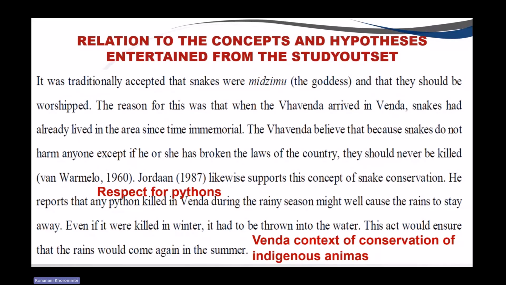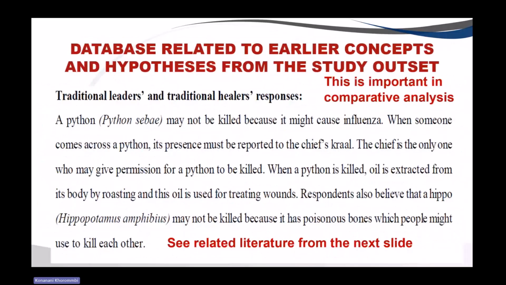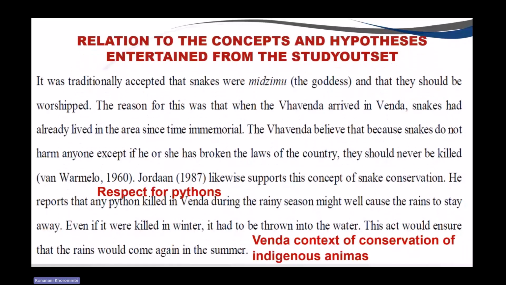Then I had read under the literature review, or I had written, what I'm going to read now. Look, it was traditionally acceptable that snakes were mizimu, which means the goddess, and that they should be worshipped. The reason for this was that when the Bavenda arrived in Venda, snakes had already lived in the area since time immemorial. The Bavenda believed that because snakes do not harm anyone except if he or she has broken the laws of the country, they should never be killed. Generally, snakes should never be killed.